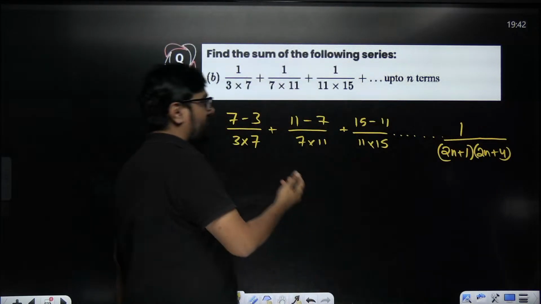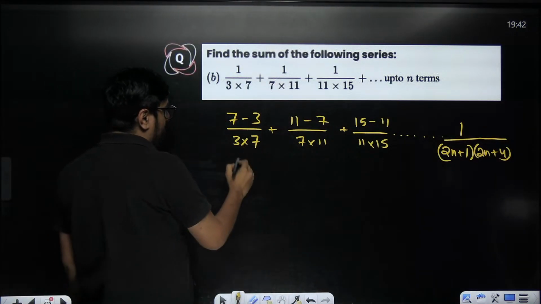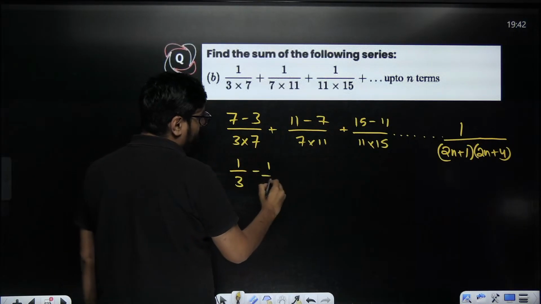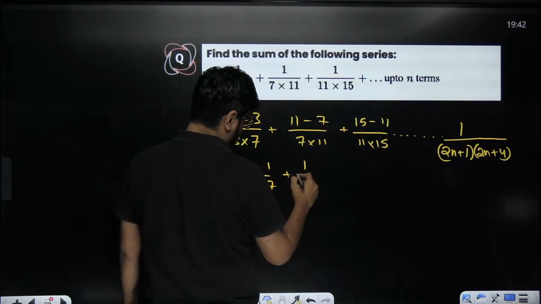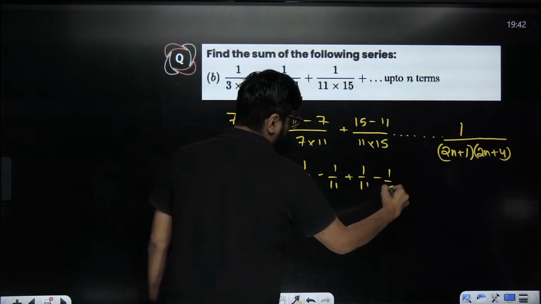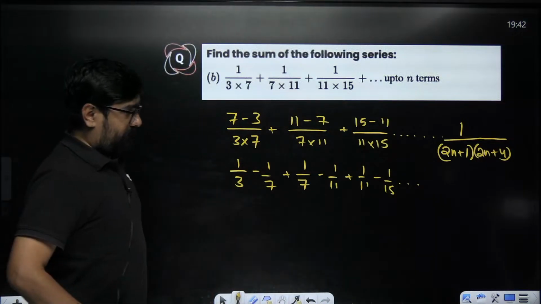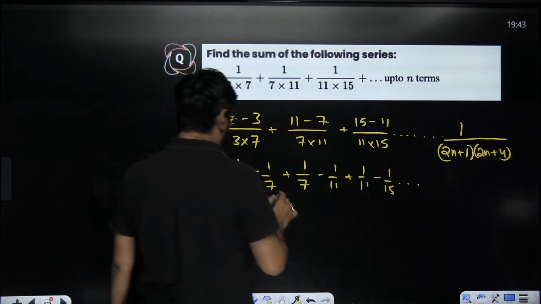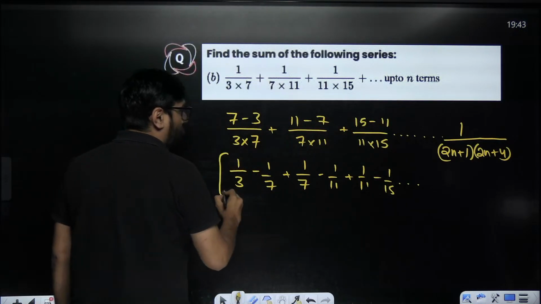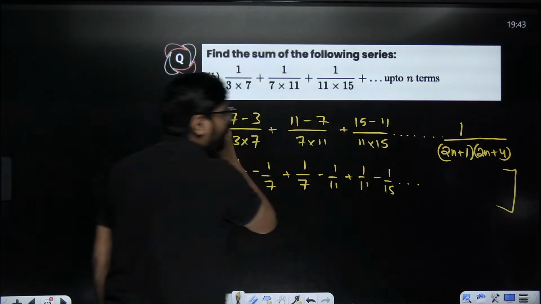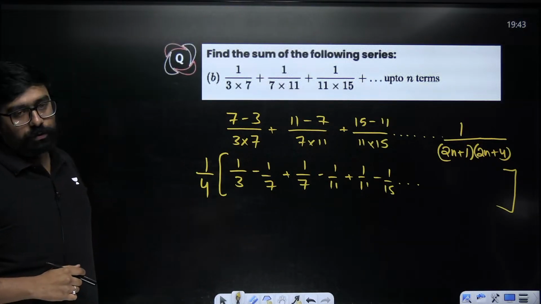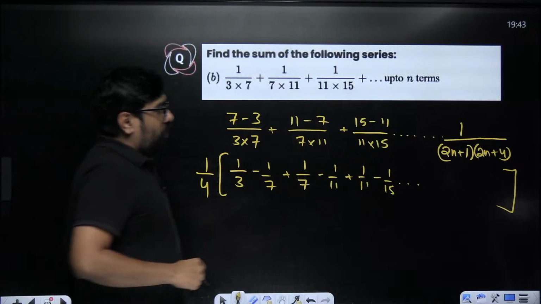If you don't want to apply sigma, this way also you can do. So this will become what? 1 by 7 divided by 3 into 7 will be 1 by 3 minus 1 by 7, plus 1 by 7 minus 1 by 11, plus 1 by 11 minus 1 by 15, and it will keep going on like this. But one thing we need to do: because the common difference is 4, 4 is being multiplied in the top, so we'll have to divide by 4 also to balance things, right? 1 by 4 also we'll have to do.